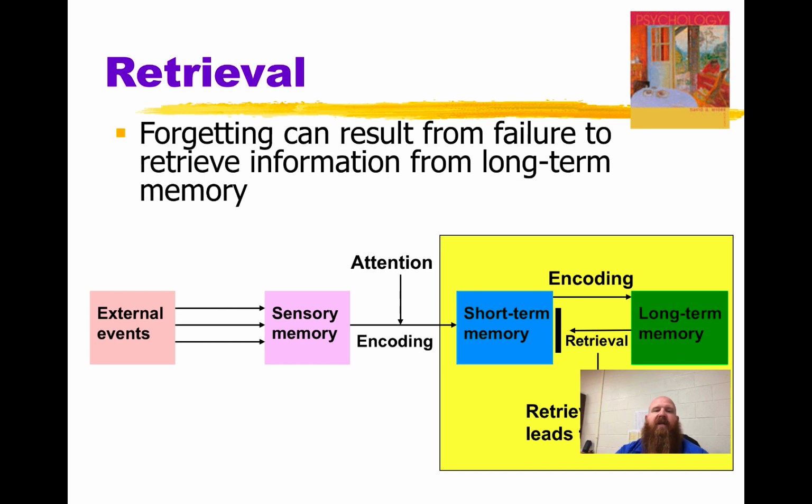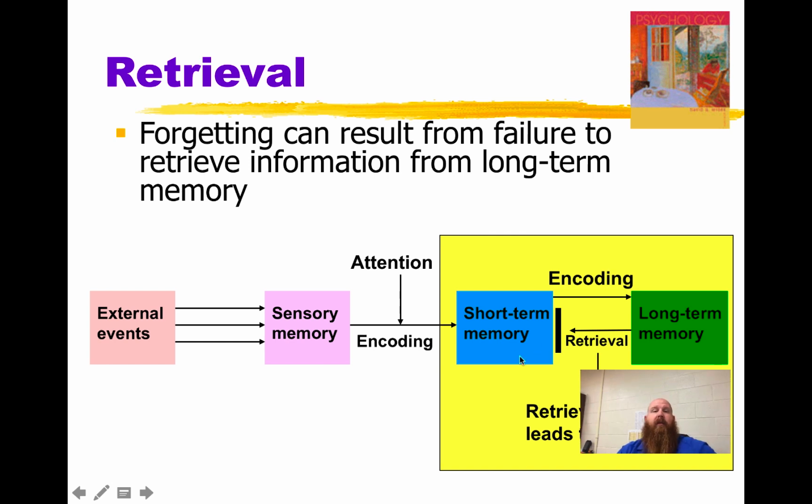Forgetting can result from failure to retrieve information from long-term memory. Maybe it's there, but for whatever reason, it can't be retrieved. You've got a block here. So again, here's the event. It goes into sensory memory. We've paid attention to it. It's encoded in short-term memory, which is then practiced and encoded into long-term memory. Okay, but now it cannot be retrieved.